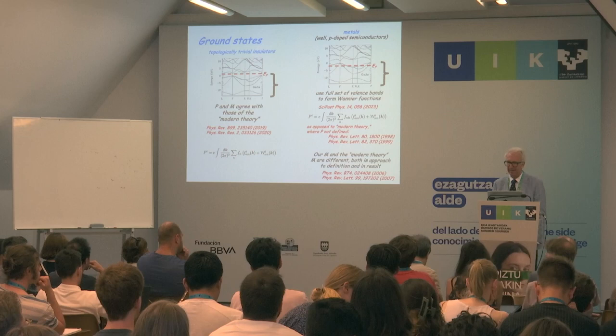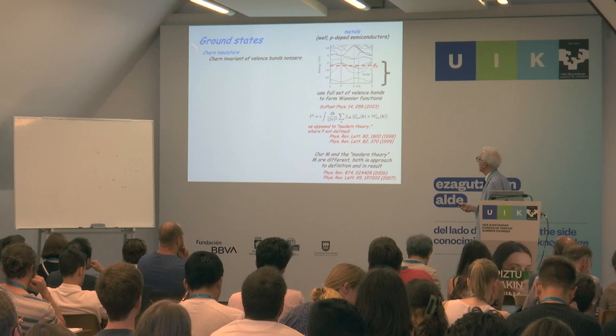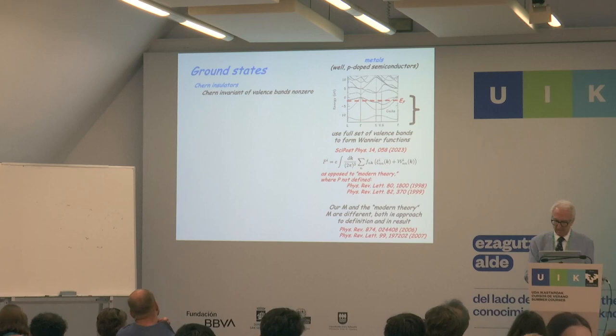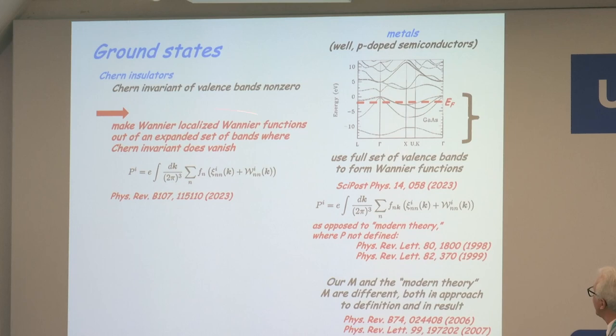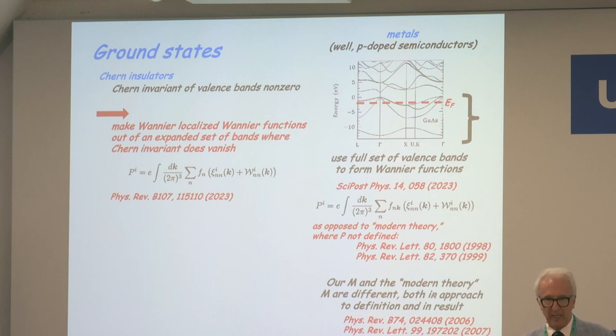Okay. So we've been playing around with things. We looked at Chern insulators in the ground state. And again, what's the problem here? We make localized Wannier functions out of an expanded set of bands, which we have to do. We expand our set of bands so we can make localized Wannier functions. And then we get an expression for the polarization that looks like this. Now here it involves the filled bands, which are not all the bands that were used to make the exponentially localized Wannier functions. So we've got a definition here for a polarization, at least in the ground state.